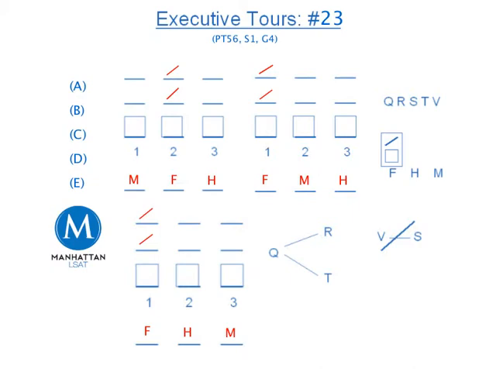Let's turn to question 23 of Prep Test 56. And let's continue using the frames we established for question number 22 here on number 23. This is another conditional question. It tells us that the F visit will include S. So let's go ahead and plug that in.